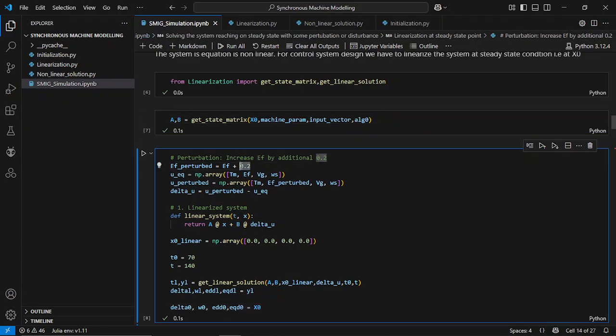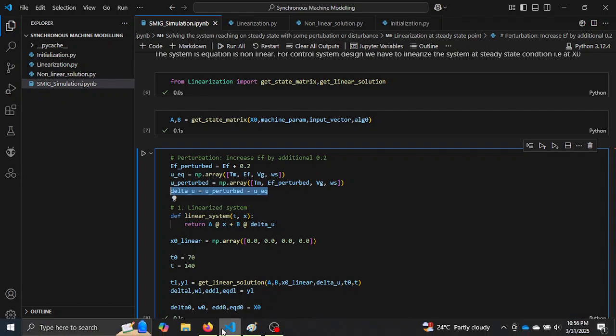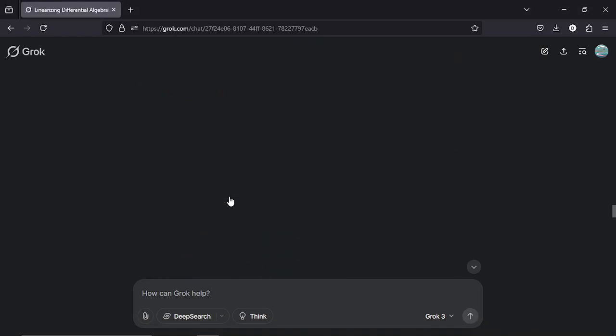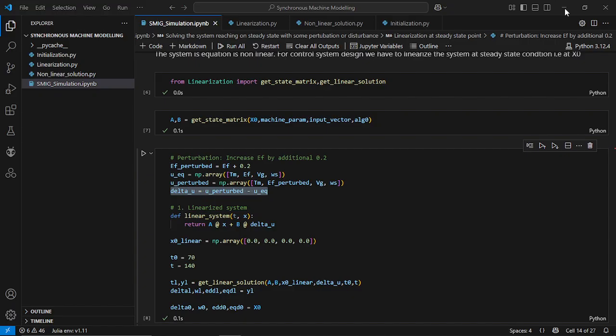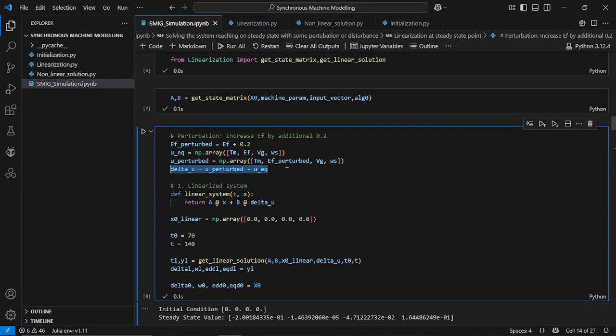Now I add some perturbation, that is 0.2. The perturbation is added to the field. This was the initial value of the input, and this would be the final value of the input. So the change is delta. Everything will be delta. I mean, the change in input will be delta u. We have to calculate everything as a relative change.